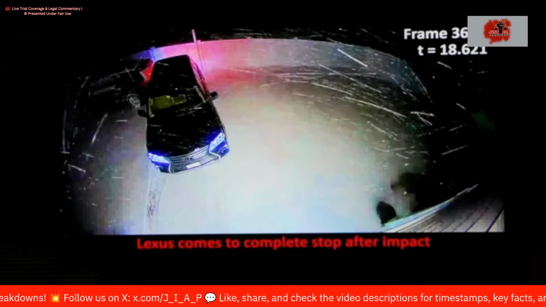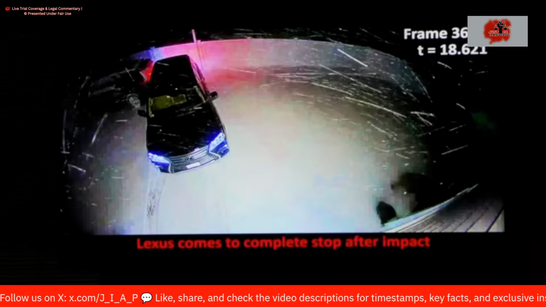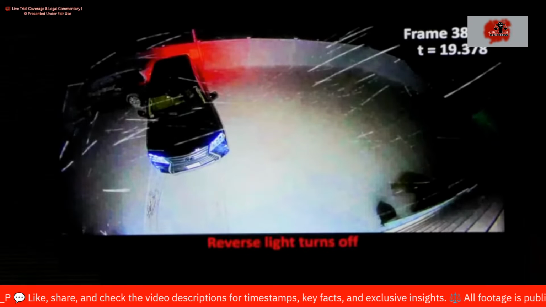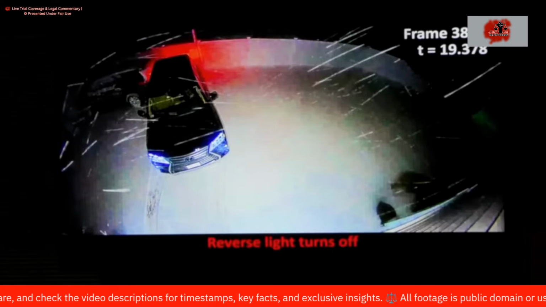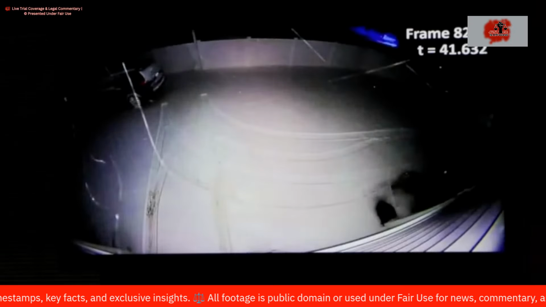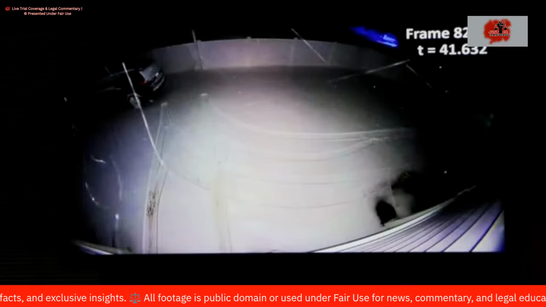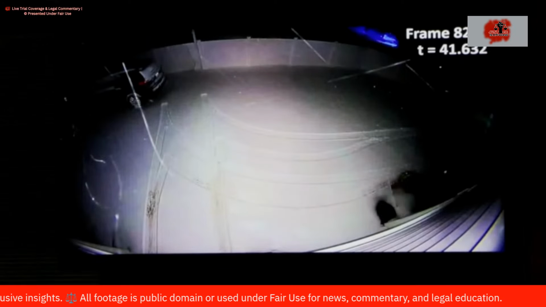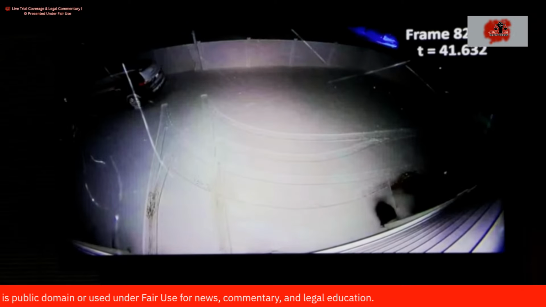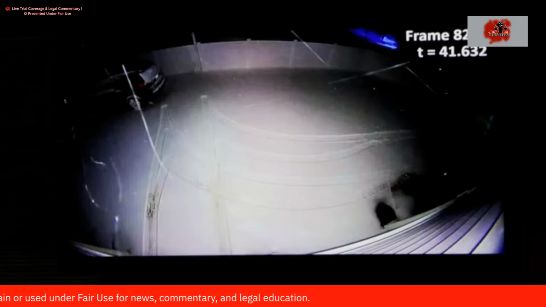Lexus comes to a complete stop at frame 369. 384, the reverse lights turn off. So now look how red this is because we no longer have the white reverse lights in it. And you can see the Lexus starts to drive forward. So frame 825, this is after the Lexus has left the scene. But notice the tracks in the snow. So we have very definitive locations for the wheels of the Lexus.